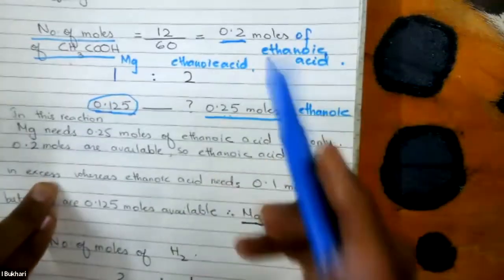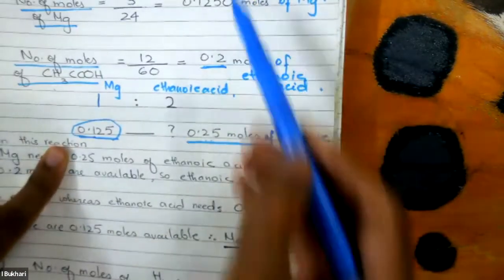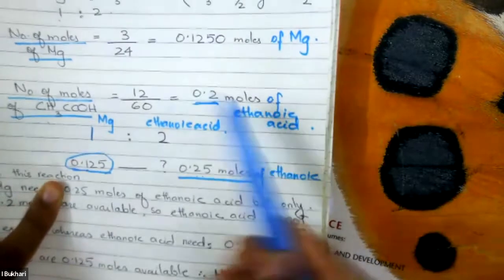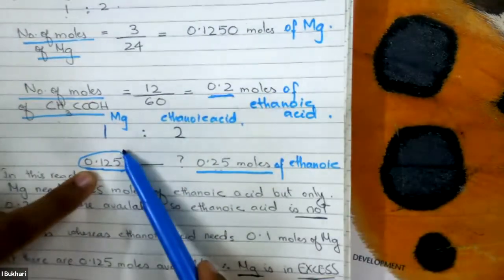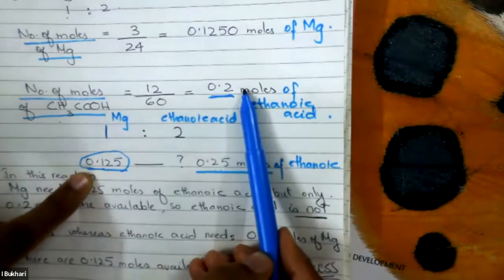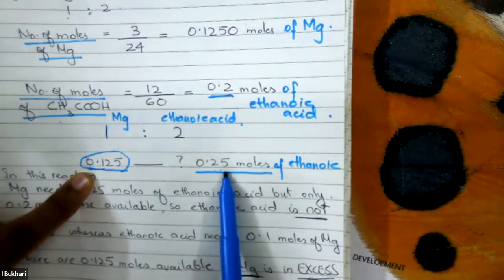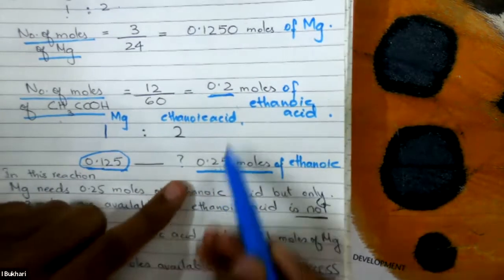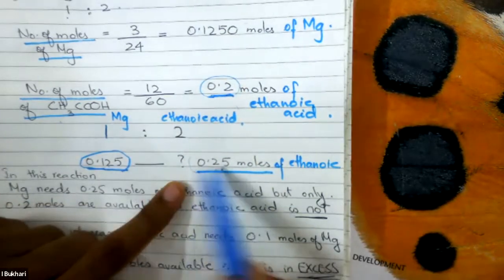Now, these are the actual moles that we have in the question according to the information given in the question. I used one of them and put it down in the ratio to find out if the other one is less than or more than the ratio. This is less than what magnesium needs to react.